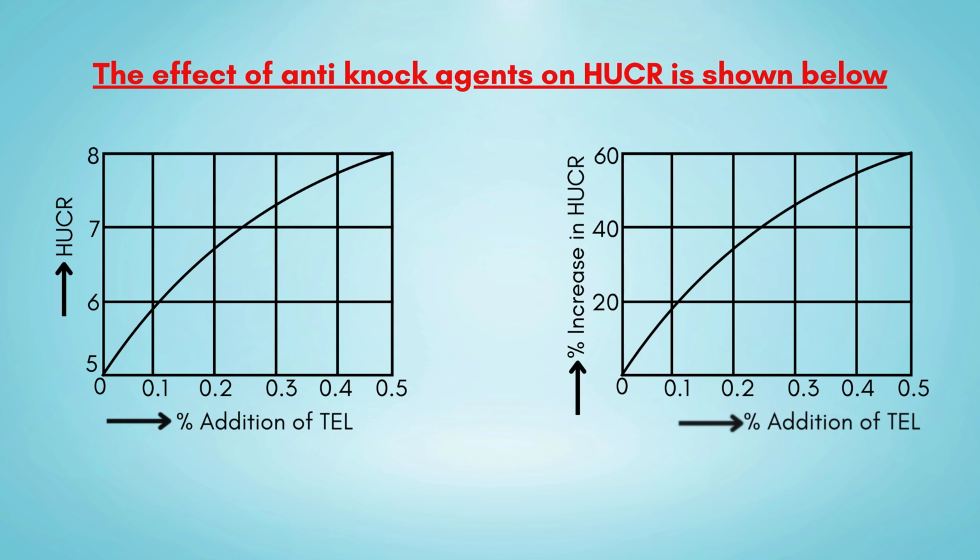If you increase the TEL in our mixture, it will definitely increase the HUCR. If you mix the TEL in our fuel mixture, it will allow you to work at a high compression ratio in a spark ignition engine, and it will lead to an increase in the thermal efficiency of a spark ignition engine.